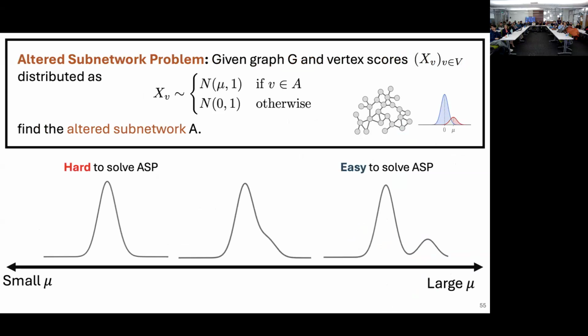Just to give a bit of intuition, the difficulty of this problem depends a lot on this parameter mu, how separated these 2 distributions are. If mu is very small, these 2 distributions overlap a lot, and it's really hard to solve this problem. If mu is very large, then these 2 distributions are really far apart, and in this case you don't even need the graph. I just do a cutoff right here. So the interesting cases are in the middle, where mu is not too large or too small, and you need the graph and the vertex scores to find these subnetworks.